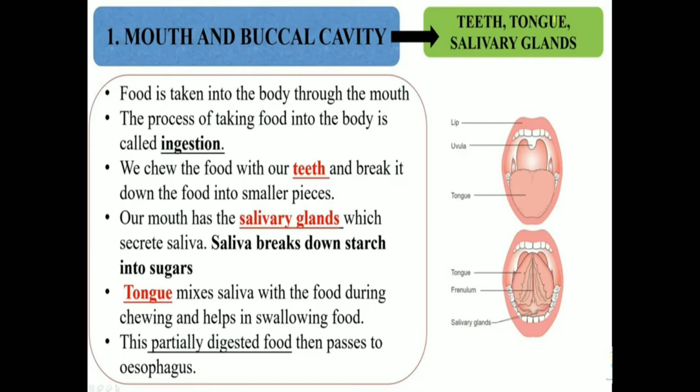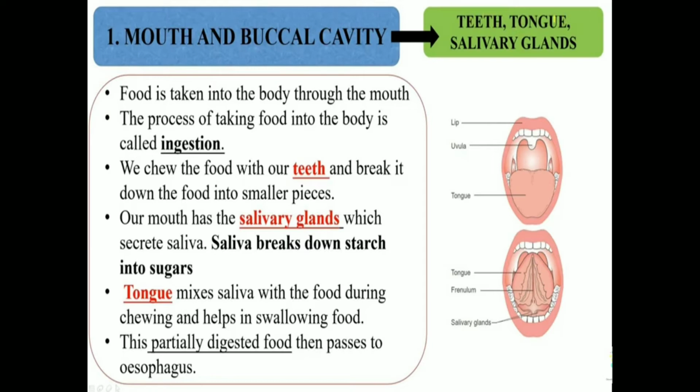Yes, the digestion of carbohydrate, starch, begins in the mouth itself. Then the tongue mixes saliva with the food during chewing and helps in swallowing food. After this, the partially digested food passes to the esophagus.